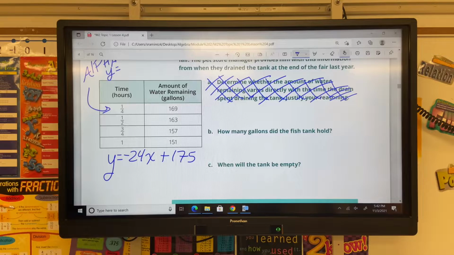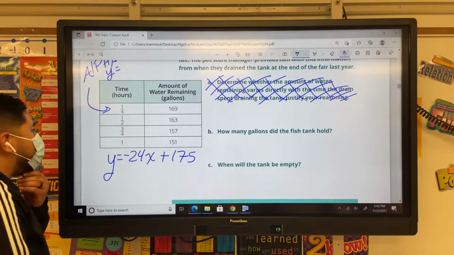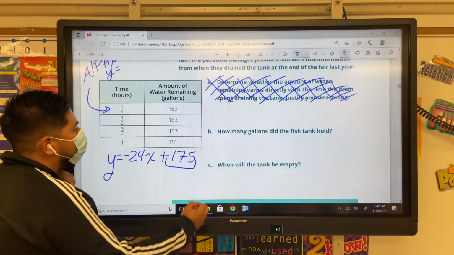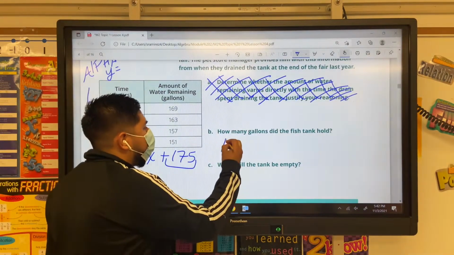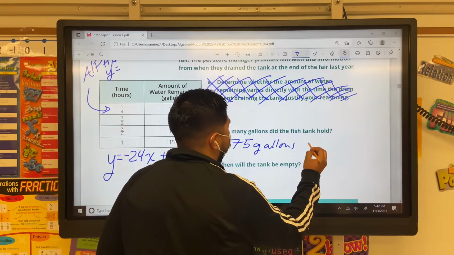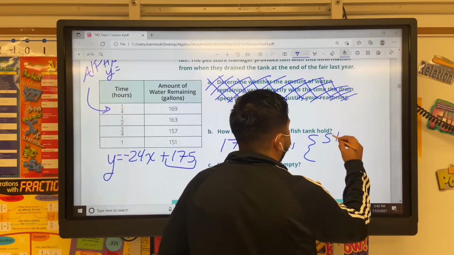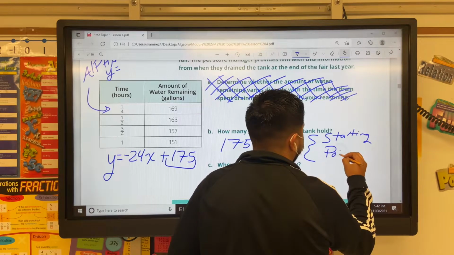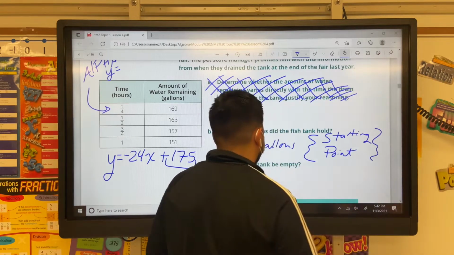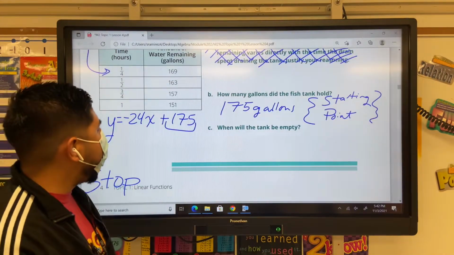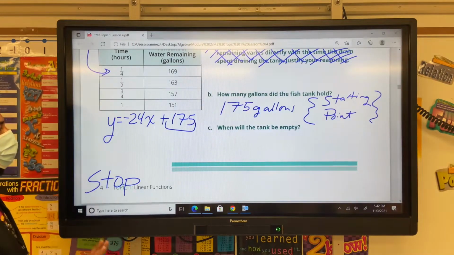How many gallons did the fish tank hold? Of course, you should know it initially started with the y-intercept. 175 gallons. And we could write right here, starting point. When will the tank be empty? So that means when it hits 0, a little difficult, understandable.